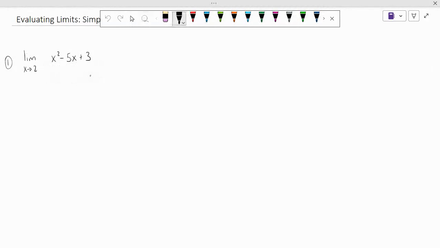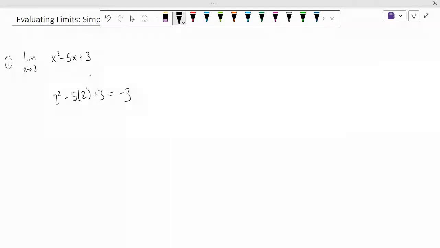What you can do here is just plug in 2 for x and see what happens. If I plug in 2 for x, that's 2 squared minus 5 times 2 plus 3. So it's 4 minus 10 plus 3, which is negative 3, right? So when x is exactly equal to 2, this function will be equal to negative 3.